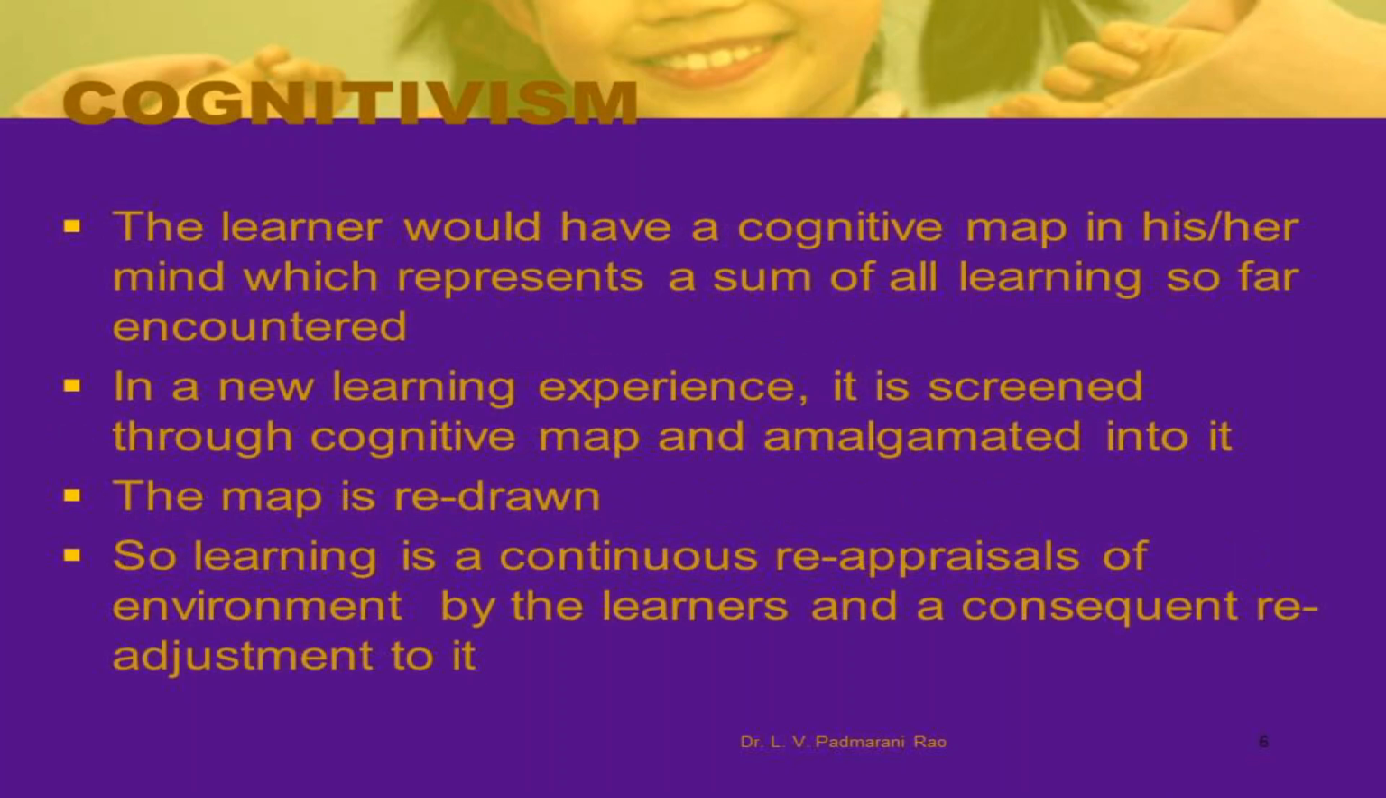The learner would have a cognitive map in his or her mind which represents a sum of all learning so far encountered. A new learning experience is screened through the cognitive map and amalgamated into the map. And again, the map is redrawn. So learning is a continuous reappraisal of the environment by the learner and a consequent readjustment to it, according to cognitivism.